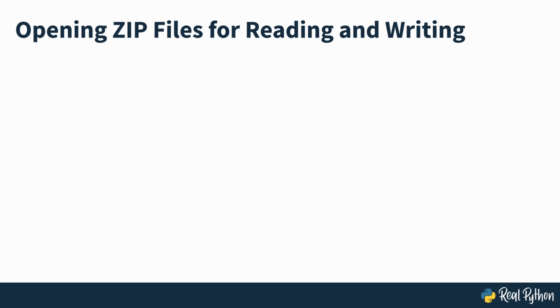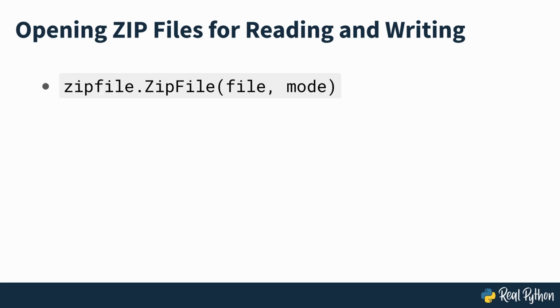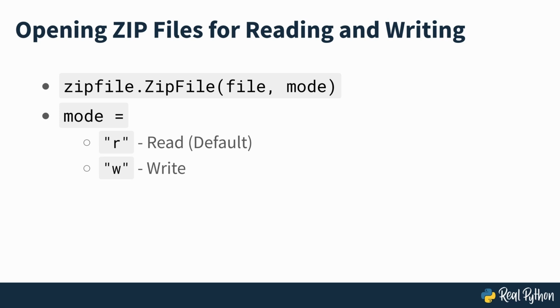In the zipfile module, you'll find the ZipFile class. This class works pretty much like Python's built-in open function, allowing you to open zip files using different modes. The read mode, r, is the default. You can also use the write, w, append, a, and exclusive, x modes. You'll learn more about these later on.